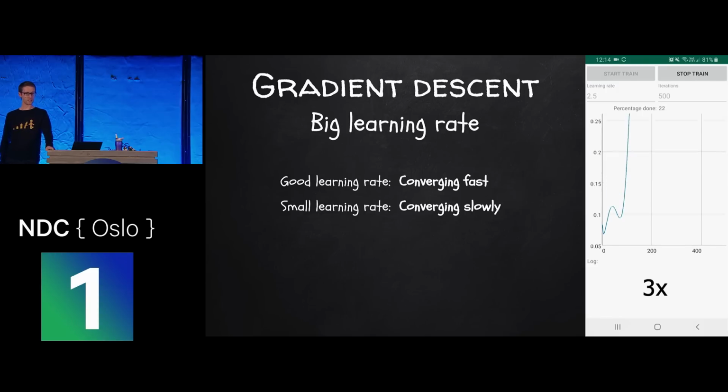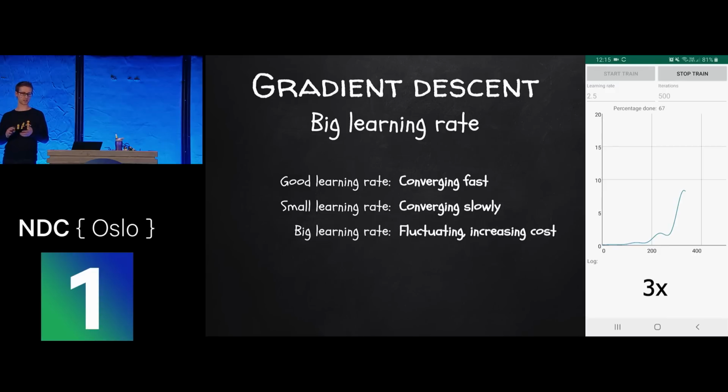Now we see that gradient descent is not working because in each iteration the cost is not becoming lower. In some iterations it is, but it needs to get lower in all iterations. So the cost is fluctuating and over time it is increasing. So this is not a good learning rate. We need a smaller learning rate.